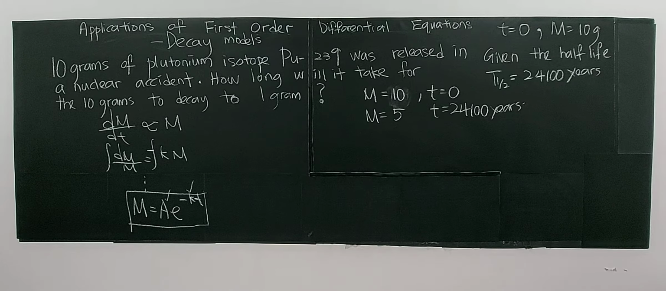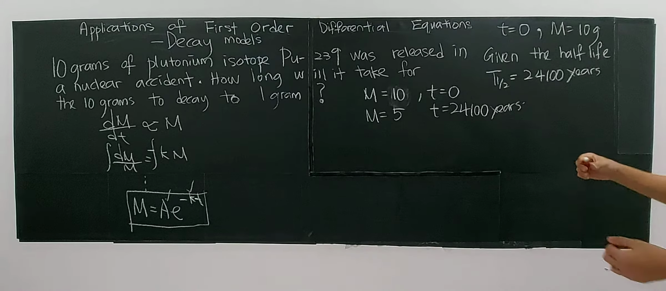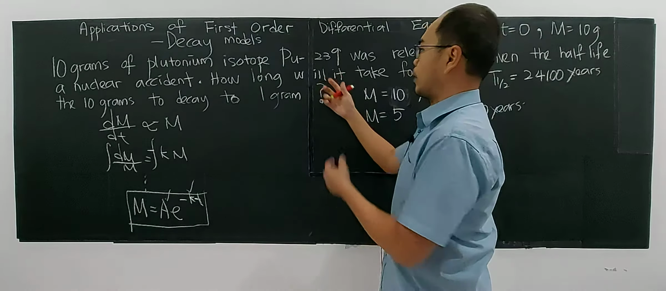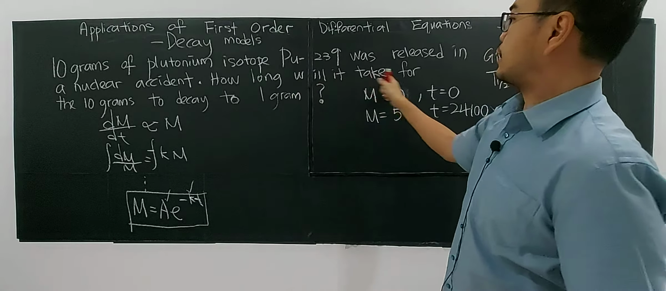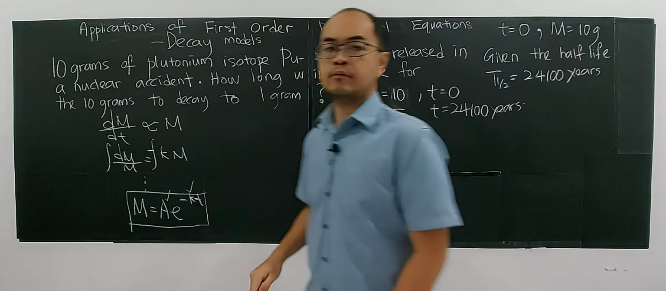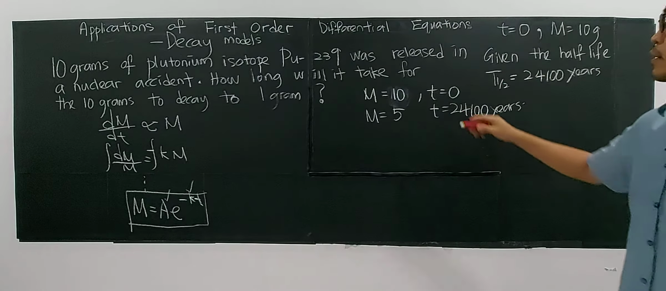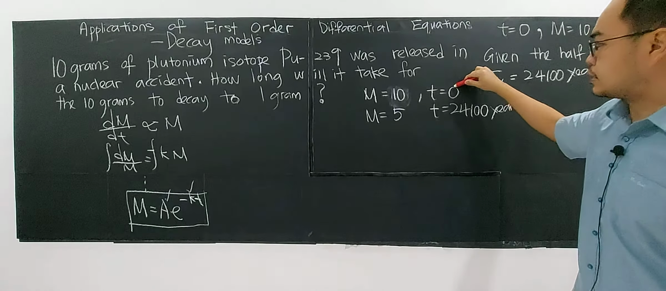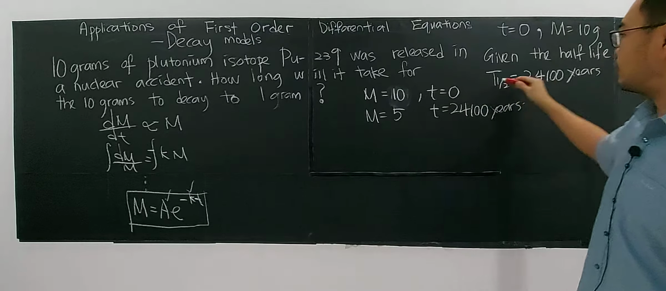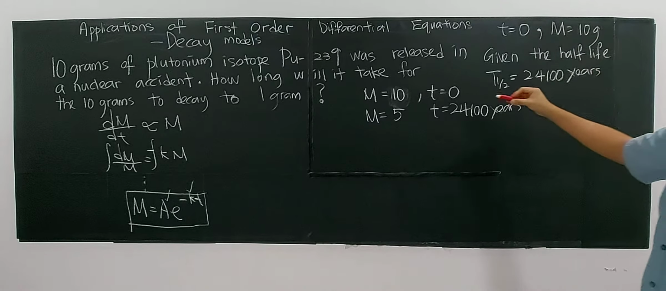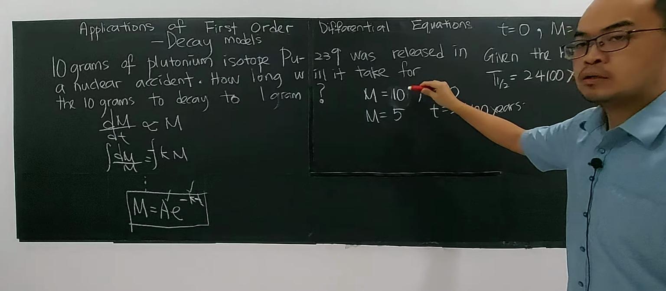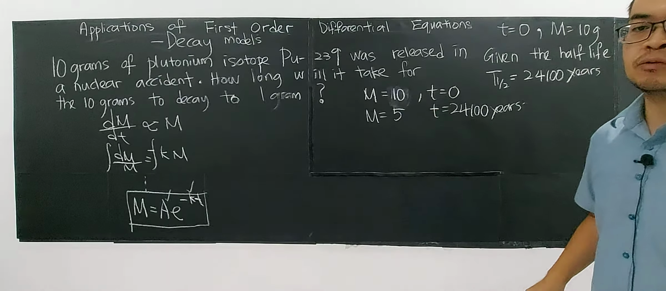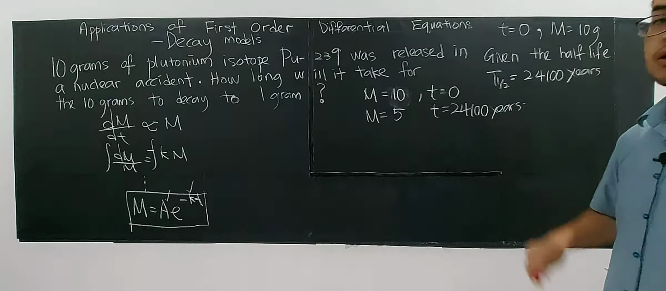Once they give you the half-life, when the accident happened, the initial mass is 10 grams at the start, T0. Half-life for plutonium means after 24,100 years, the mass of the 10 gram will only become 5 grams, half of the mass, but it takes very long.